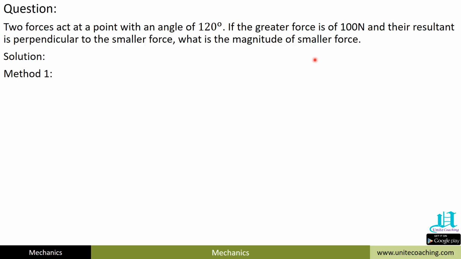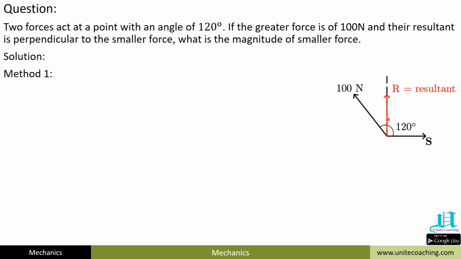So we need to draw this picture, and the picture says that the smaller force is S, and the resultant is making an angle of 90 degrees with this smaller force, and the larger force, that is of 100 newton, is making an angle of 120 degrees with the smaller force. Right, so this gives us the clear picture of the total problem.